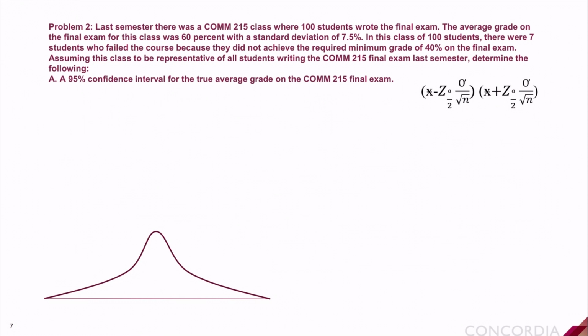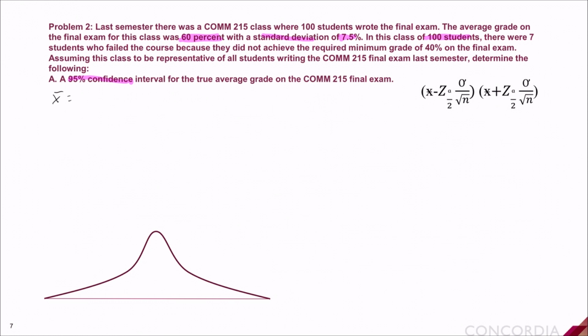They tell us that the average grade for this class was 60% and the standard deviation was 7.5%. They also tell us that 100 students are in this class. And then it tells us that the confidence level is 95%. So let's just rewrite those numbers.